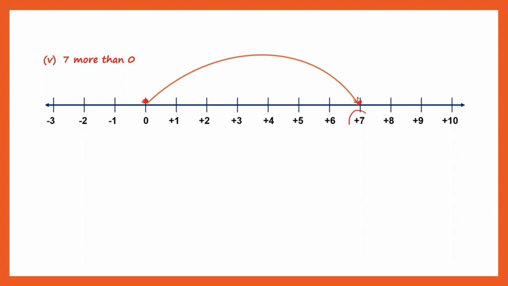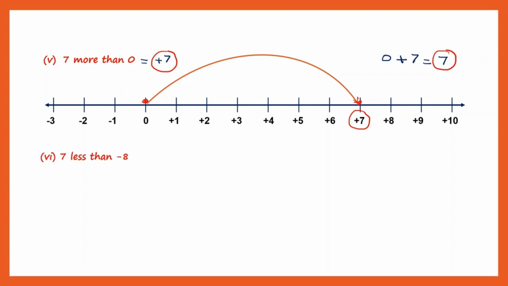And what is our answer? Plus 7. So let's write that. The answer is plus 7. Let's write that as a sum also. So 7 more than 0 will be 0 plus 7. 0 plus 7 is 7. So we've got the same answer when we did it on the number line also.